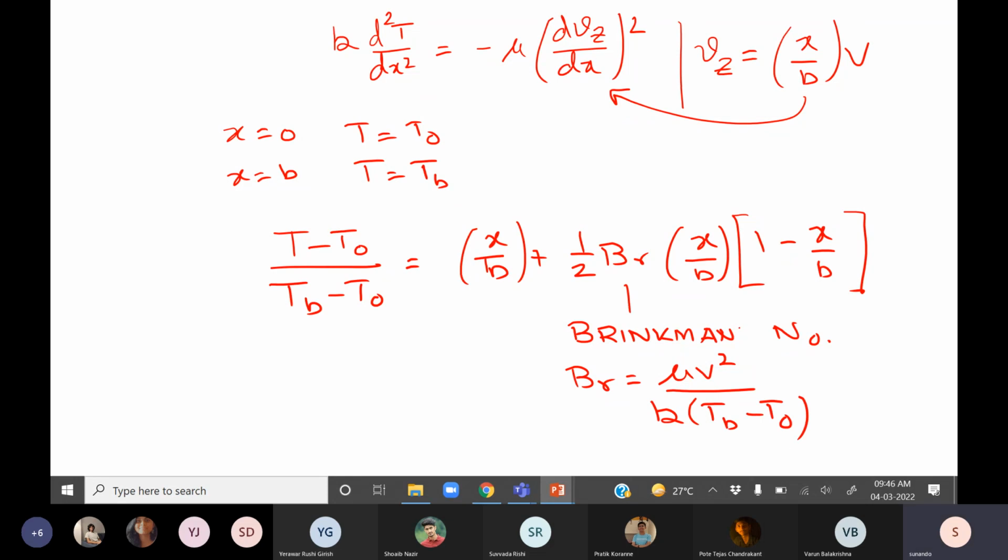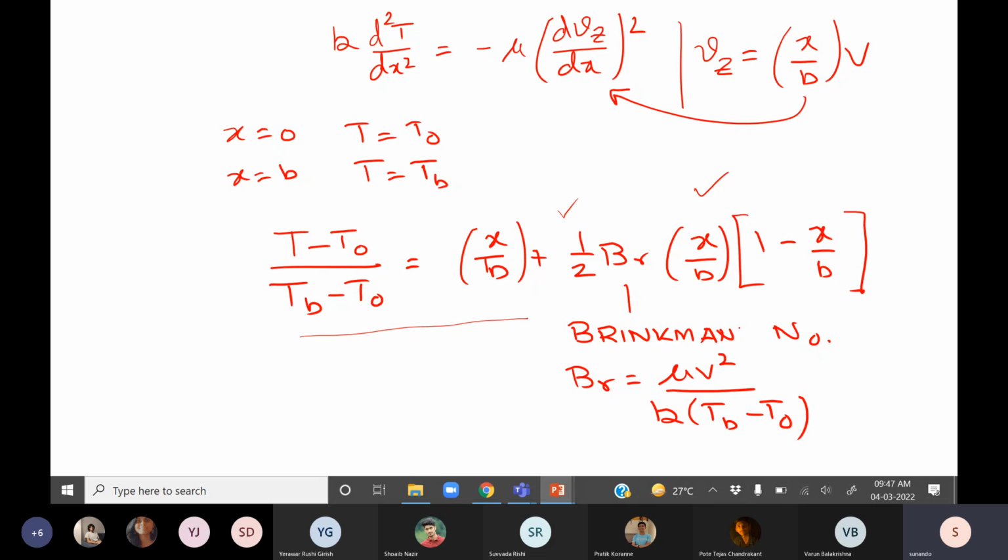Whenever you derive a solution like this, you should always examine whether in the limiting condition it goes back to the solution that you already know. The second term arises because of viscous dissipation. So if viscous dissipation is negligible, then the second term would not be there, and the temperature distribution would simply be the linear variation you would expect for conduction only cases where the two end temperatures are known. So this satisfies the limiting form of the solution.